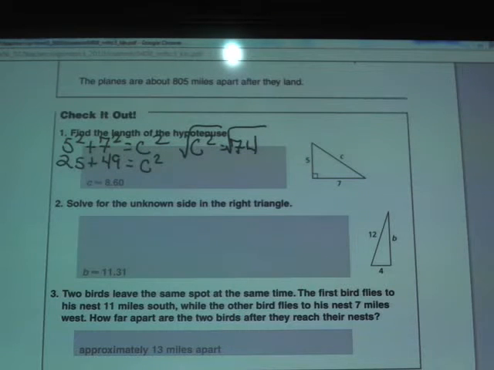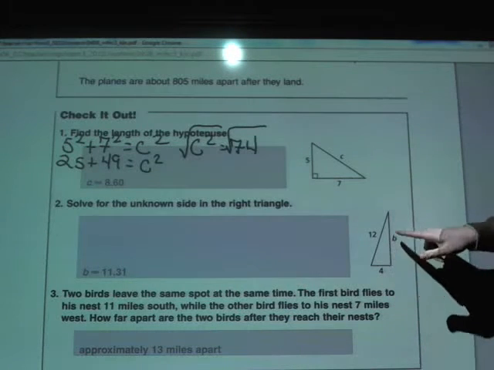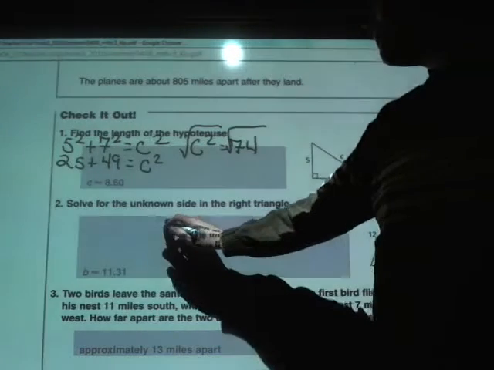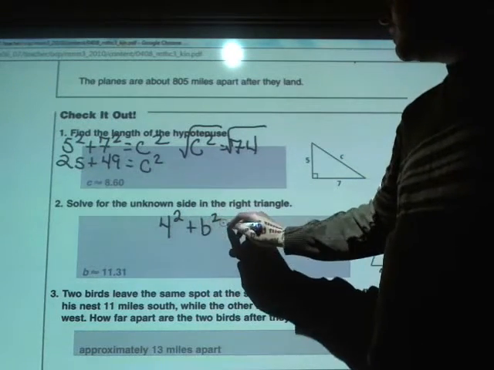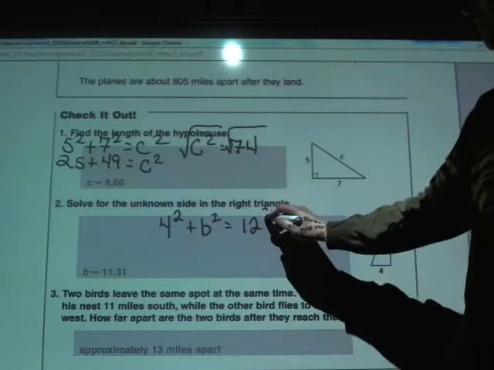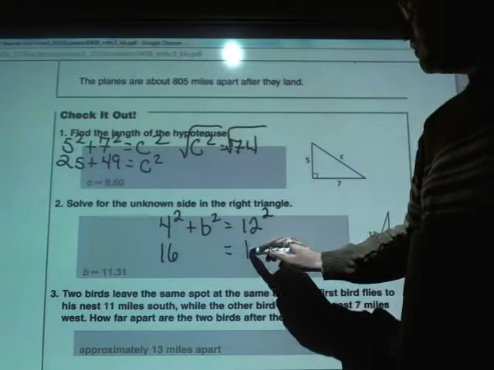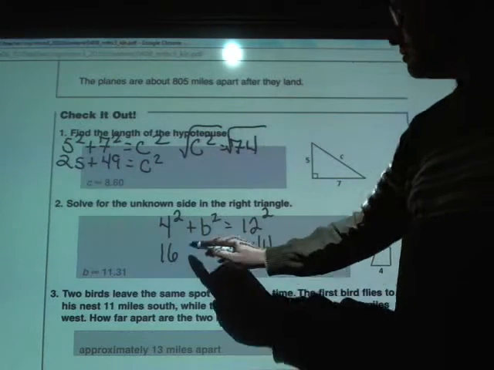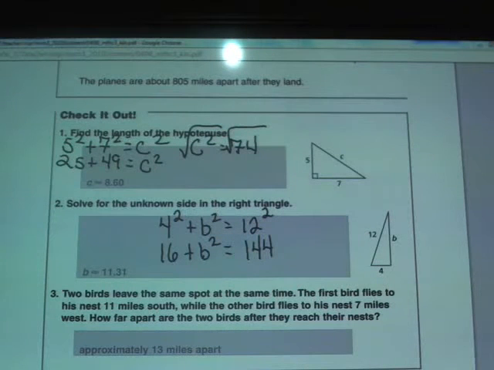So I'm going to go ahead and plug this into my formula. Again, the formula says that my 2 legs squared, so 4 squared and b squared, is equivalent to my hypotenuse squared, 12 squared. Well, 4 squared is 16, and 12 squared is 144. And b squared for right now is just going to have to stay b squared until I can solve.